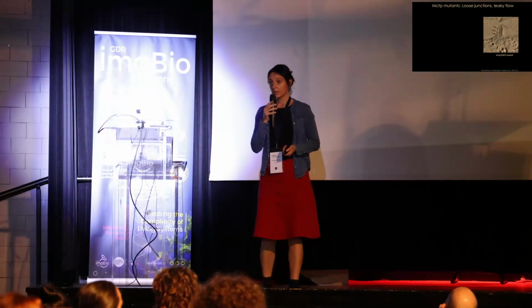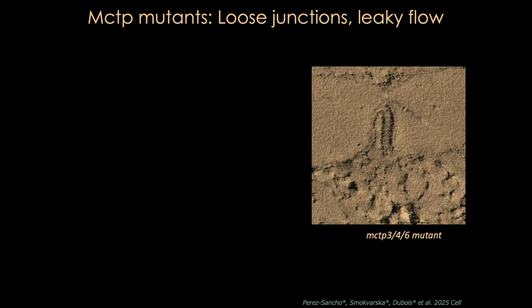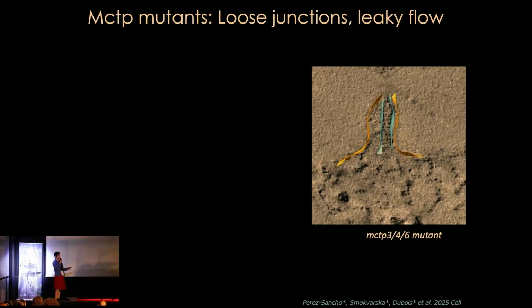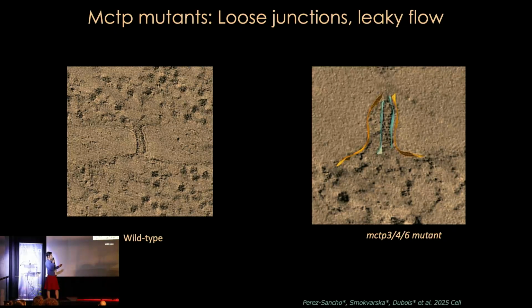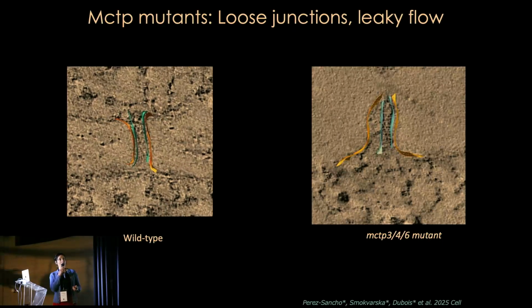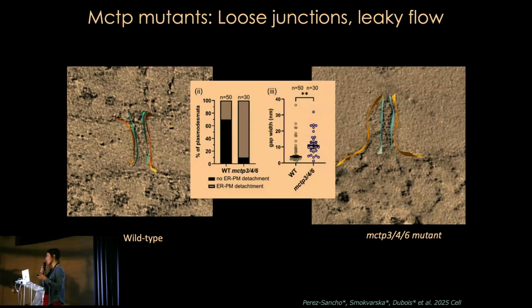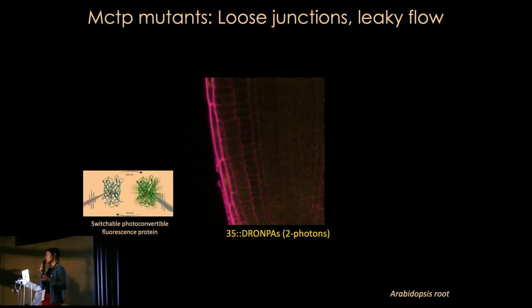So in the loss of function mutant, what we could see is that we have more frequent detachment between the plasma membrane and the endoplasmic reticulum, which is different from the wild type, where the tethering between the 2 membranes is much higher. This is 20 nanometer in diameter. This is something we can quantify. So not only do we see more frequent detachment, but the space between the 2 membranes is also larger. So what are the consequences of this detachment on cell-to-cell trafficking? This we've addressed using a DRONPA, which is a photoconvertible fluorescent protein, where we can, with 2 photons, photoactivate only 1 cell and follow movement into the neighboring cells.